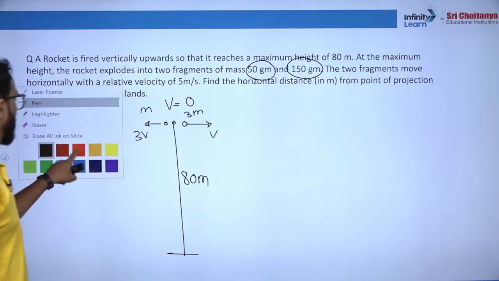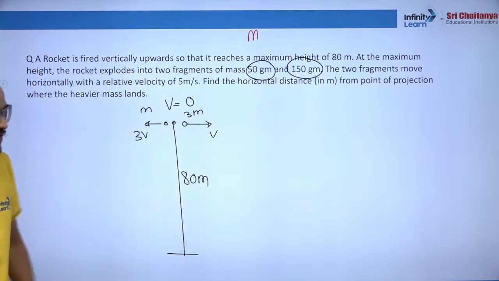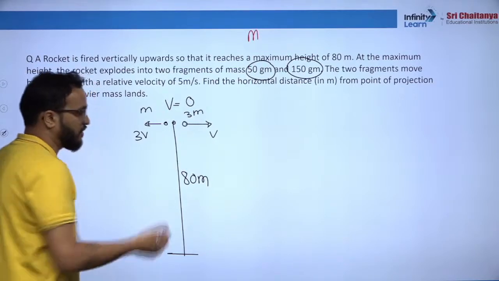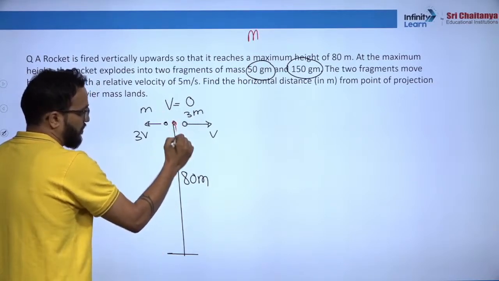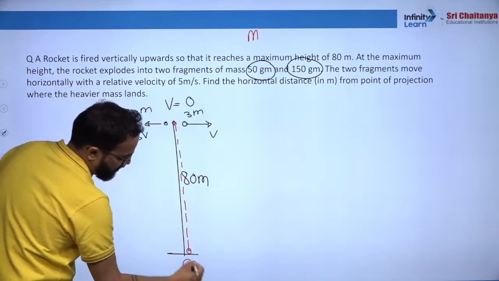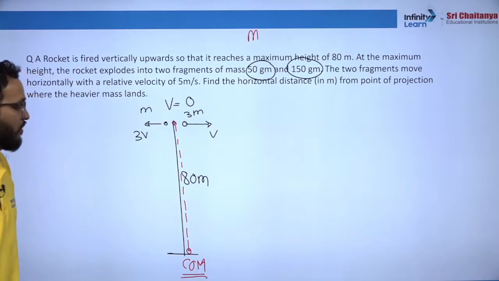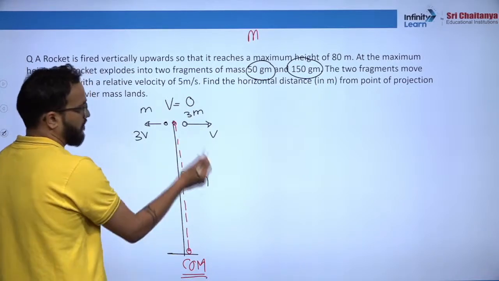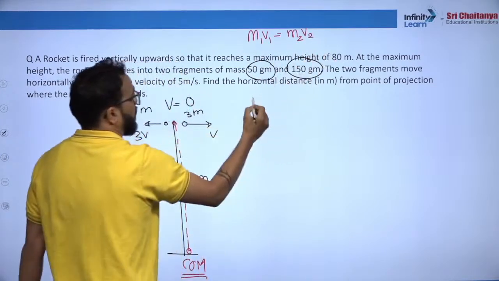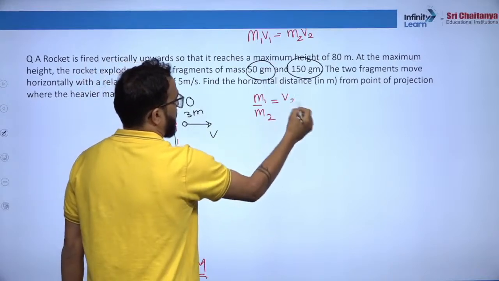We know this thing, right or not? Center of mass will remain, so the velocity of the center of mass will not change in the horizontal direction. Why? Because there is no other force in the horizontal direction. So center of mass is going to come down like this only. So when these particles come down, center of mass will not go anywhere, right? Is it clear? Now what is happening? This is the heavier particle, but we will say m1 v1 is equal to m2 v2. So m1 by m2 is equal to v2 by v1.